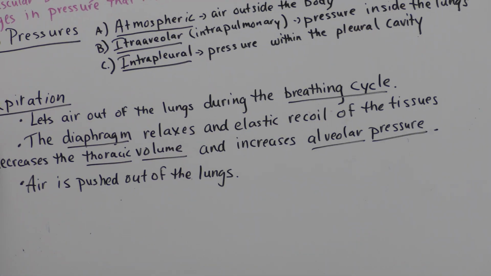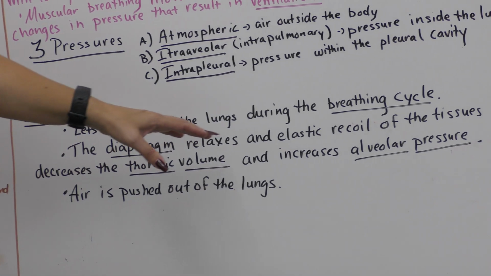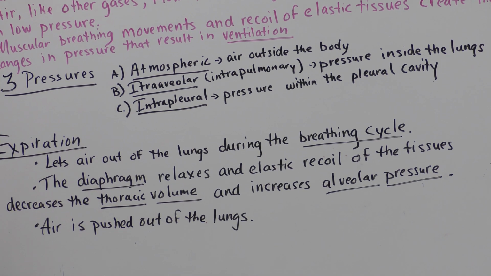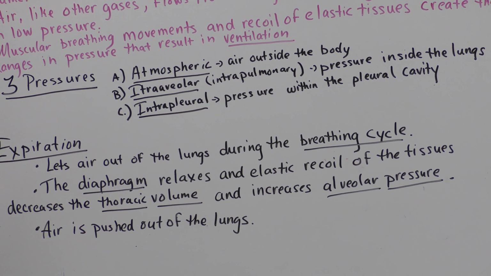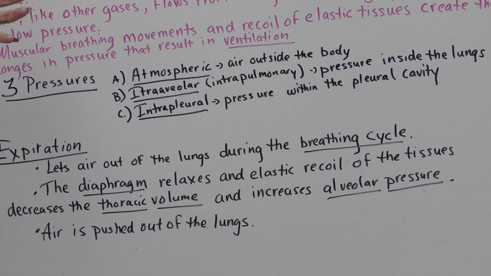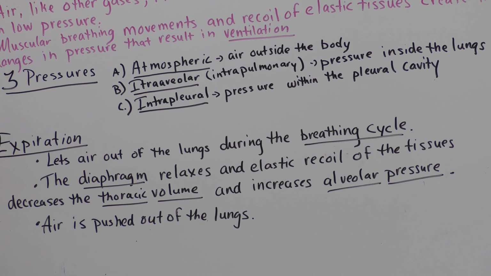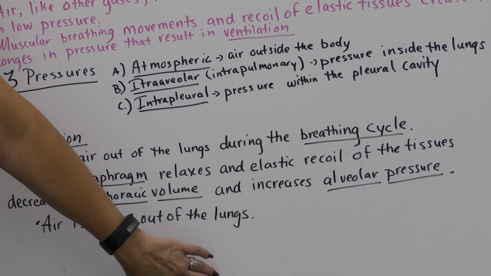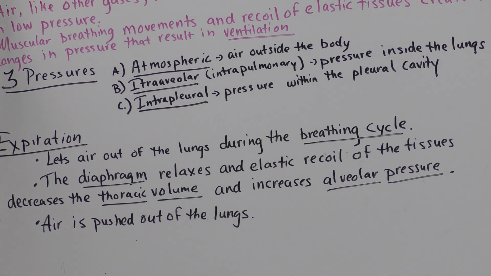And then we'll look at expiration. We let the air out of the lungs during what's called the breathing cycle. Your diaphragm was contracted, now it relaxes, and it allows the recoil of those tissues. It's going to decrease your thoracic volume, which means it kind of pushes like this, and then that pressure in your alveoli will make you exhale. That looks like throwing up, sorry. That makes you exhale. So air is pushed out of your lungs. So that's the part of respiration.